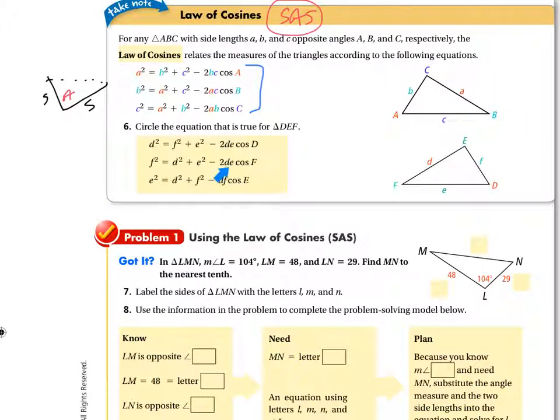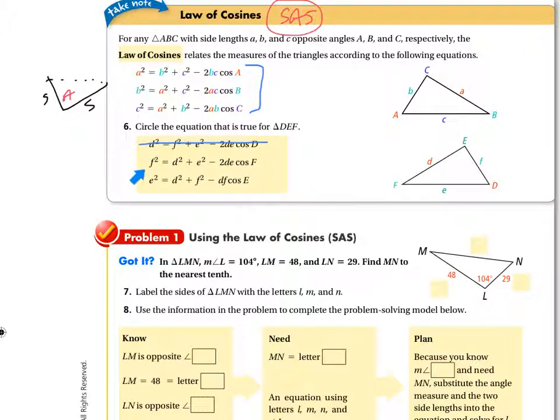And so on number 6, I want you to circle the equation that's true for angle DEF. So let's see which one of these that they did correctly. So if I'm finding side D, I would have the other two sides squared and added together. So far that looks good. Then subtract 2 times, shouldn't it be these two? Is that what they did here? Nope. So that one's out. Put a line through that one.